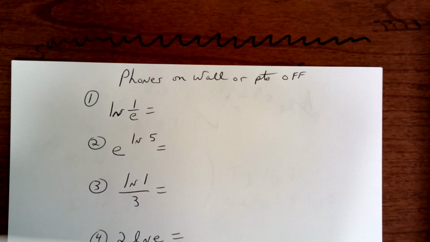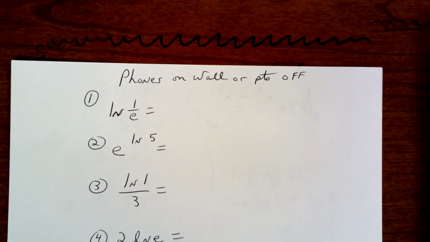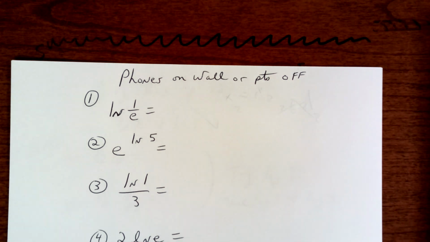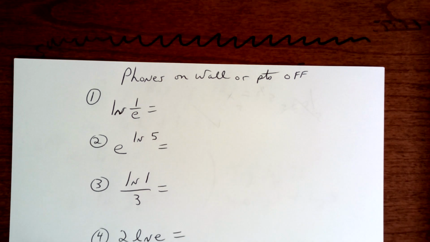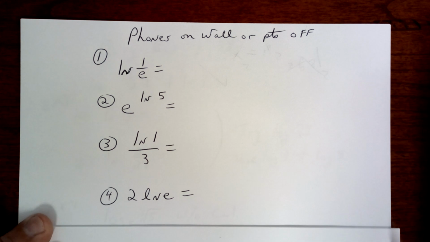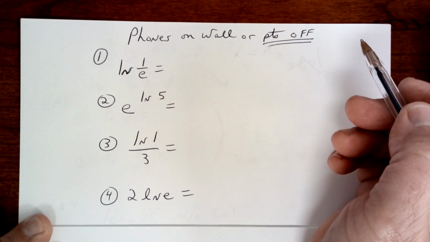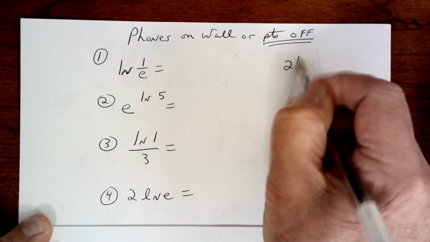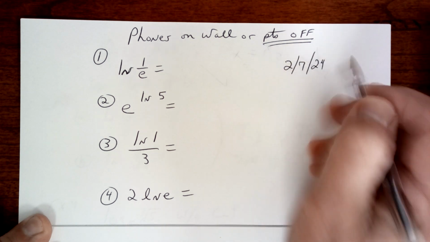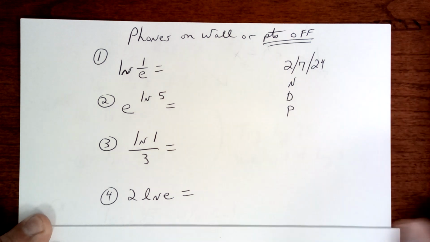Let's turn our attention now to college algebra. And for college algebra, we're going to work these that we did yesterday. All right? A couple of things real quick. Phones must be on the wall. If they're not on the wall, you will lose points, and they must be facing out. Put a date on your paper. Name, date, and period.